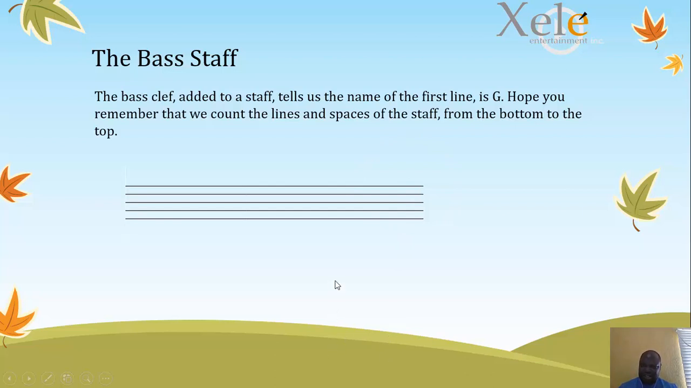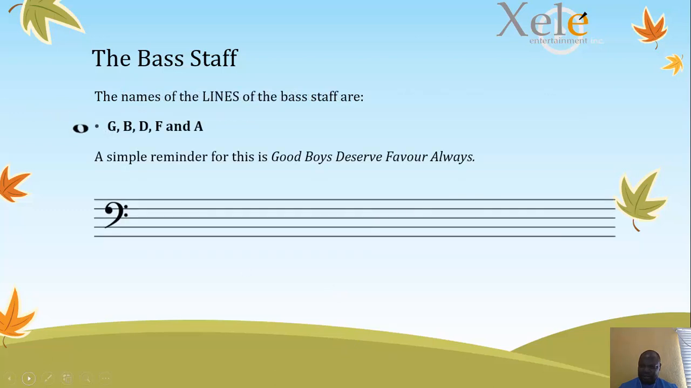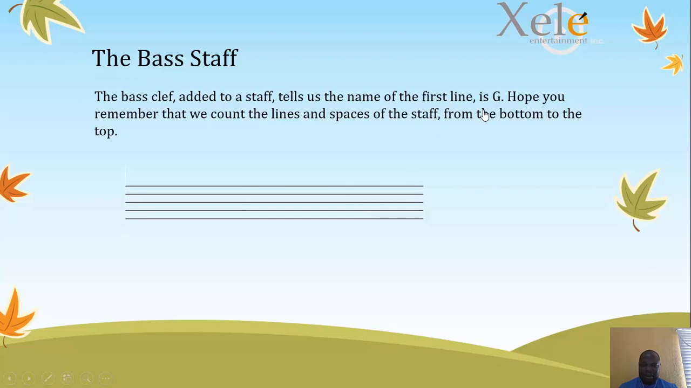What do we do to get names on the staff? What can we do to get names on our staff? No names. That's the bass clef right there. And that tells us immediately that our first line is G, as you can see.